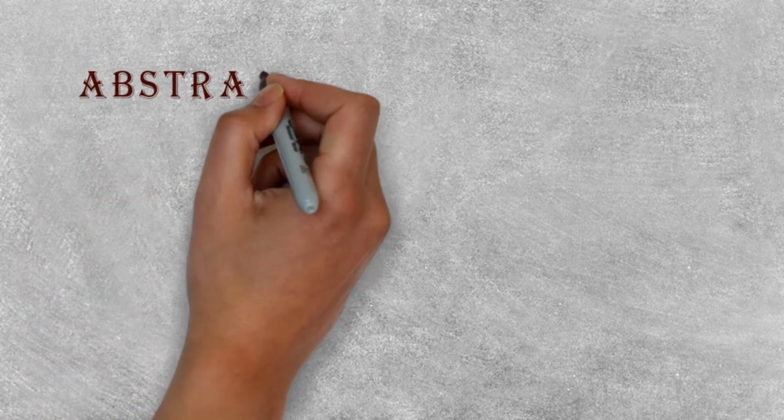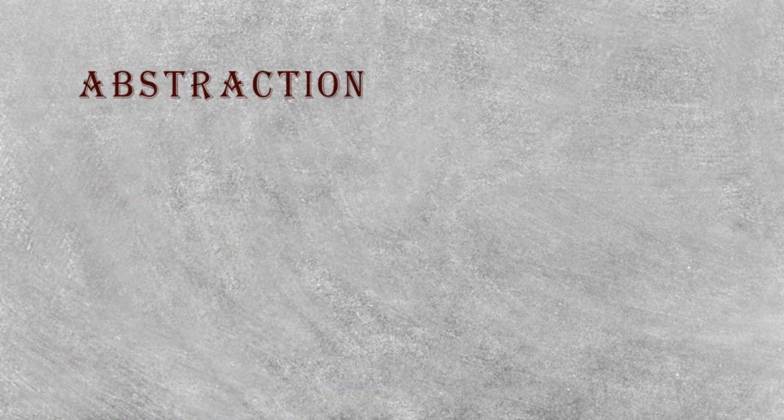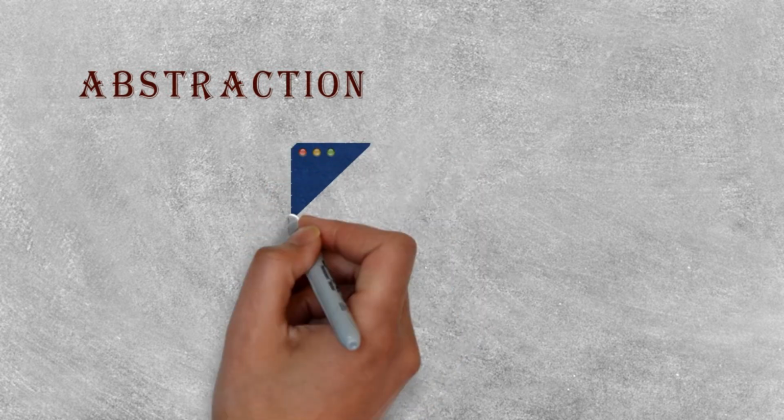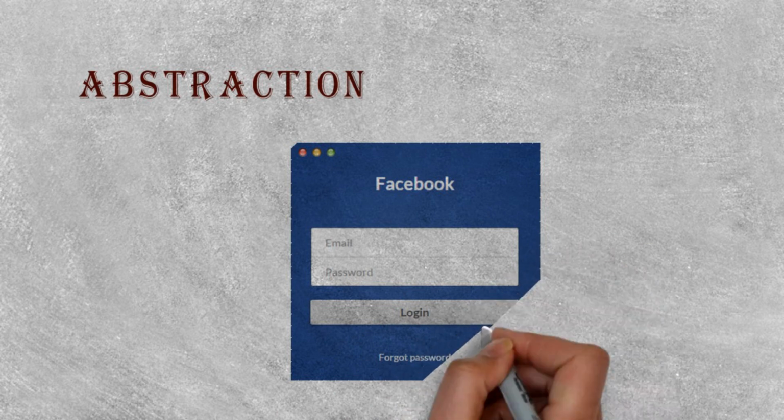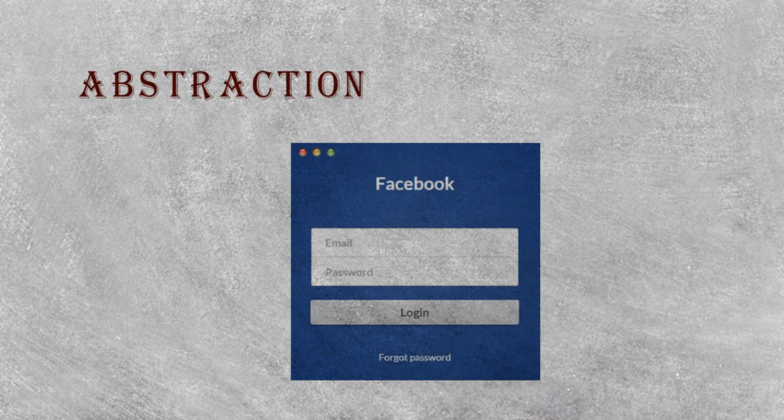Coming to abstraction, it is a process where you show only relevant data and hide unnecessary details of an object from the user. For example, when you log into your Facebook account online, you enter your email and password and press login. What happens when you press login? How the input data is sent to the Facebook server, how it gets verified, is all abstracted away from you.